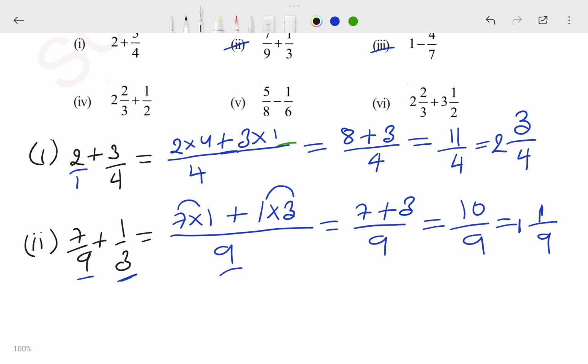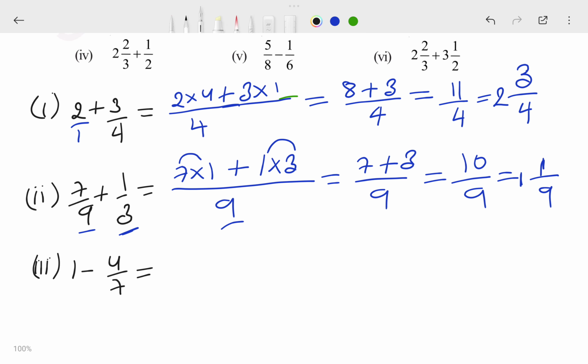So write the third question. I will write the third question here. This is the third question: 1 minus 4 by 7. Now I can write this question also, because you know this is 2 by 3 plus 1 by 2. We will solve this one also, but first of all let's solve this one only. Let me solve this question, then we will go through that. Okay, so let's write this one.